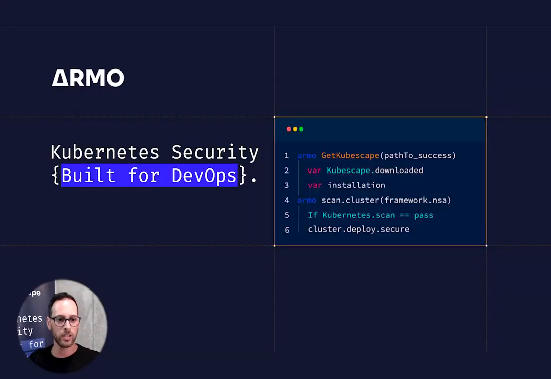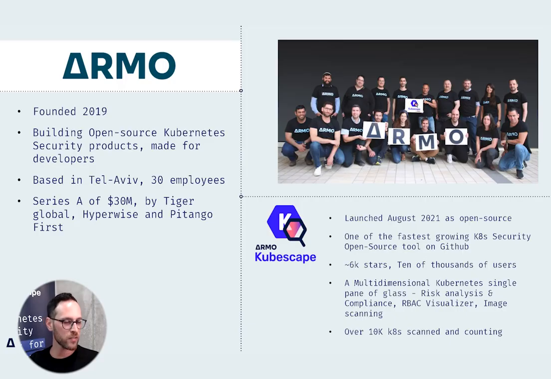I want to tell you a little bit about Armo. Armo was founded in 2019 with the purpose of building an open source Kubernetes security product made for developers. We're based in Tel Aviv and we have 30 team members at this point. And lately we successfully closed our round A funding for $30 million by Tiger Global, Hypewise, and Pitango First.